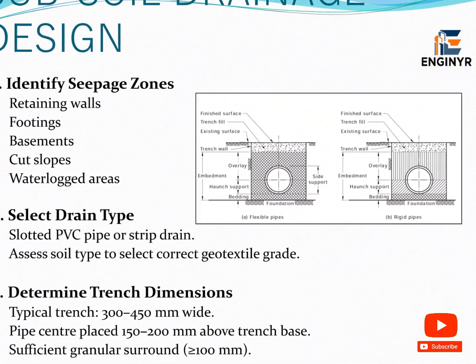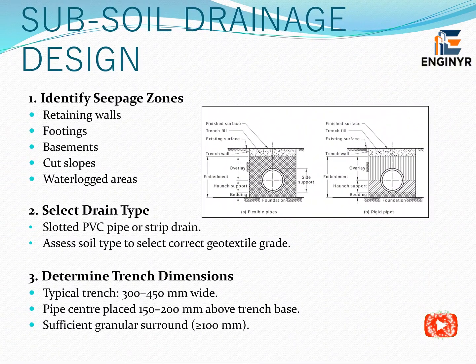Subsoil drainage design. First, identify seepage zones, retaining walls, footings, basements, cut slopes, and waterlogged areas. Second, select the drain type, slotted PVC pipe or strip drain, and assess soil type to select the correct geotextile grade. Third, determine trench dimensions. A typical trench is 300 to 450 millimeters wide, with the pipe center placed 150 to 200 millimeters above the trench base and sufficient granular surround of at least 100 millimeters.